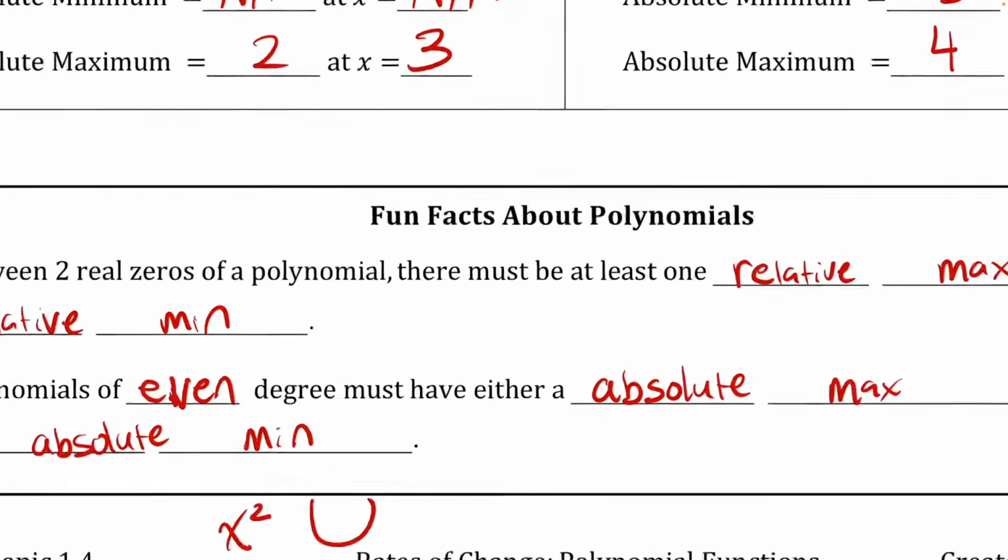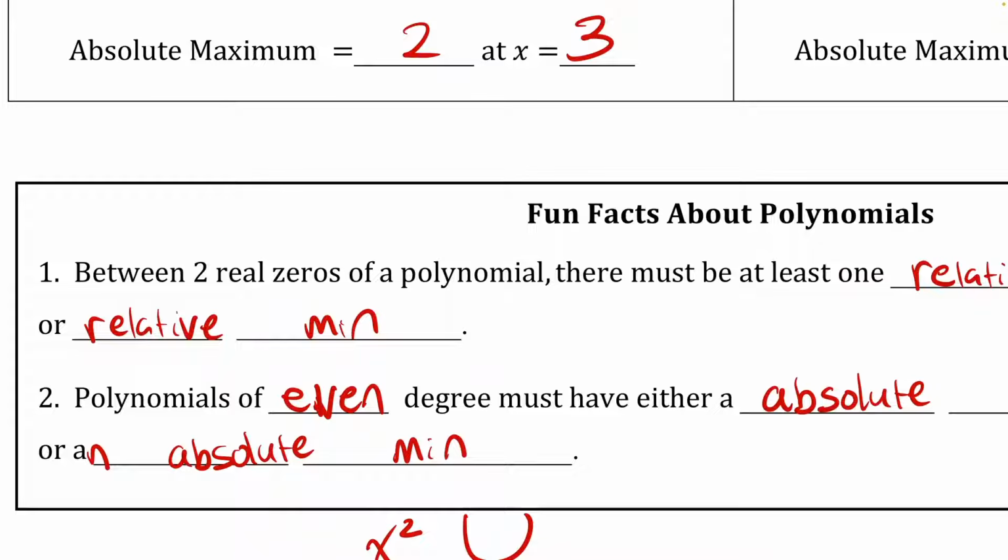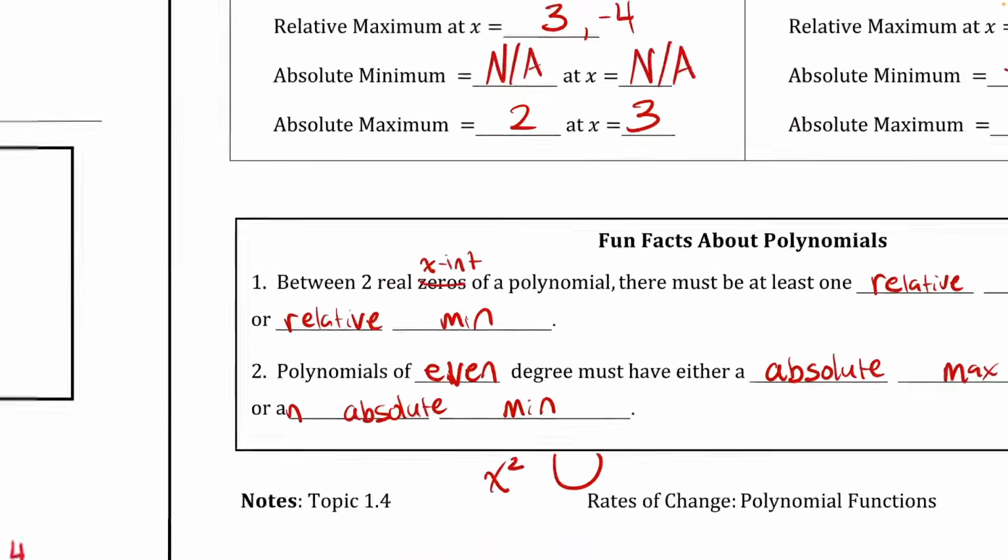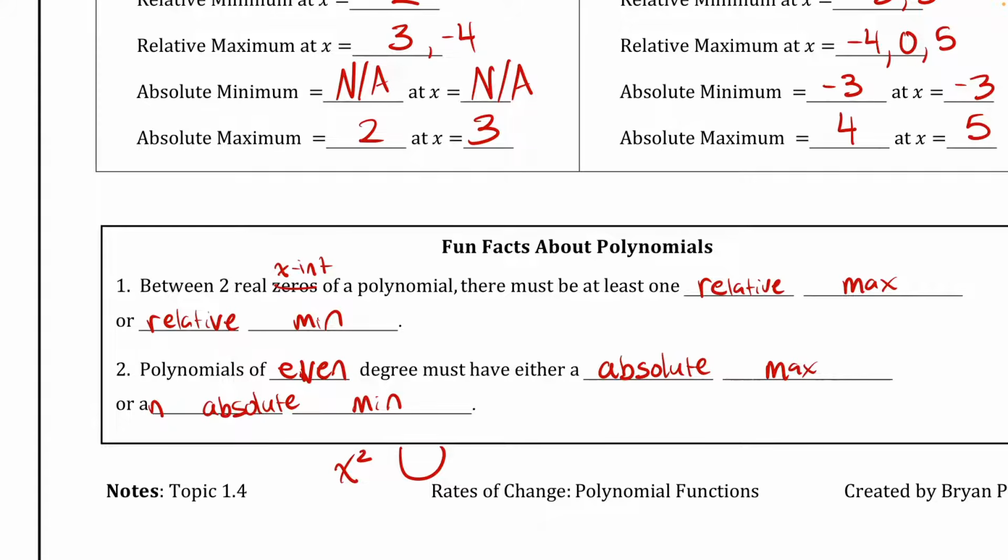If I have two real zeros, what does this mean? What is a zero? You have a 0 on the y. Yes, it's an x-intercept. Very good. So if you have two x-intercepts, you have to do something that looks like this, right? And therefore, if I have two x-intercepts, check this out. That is a local max.